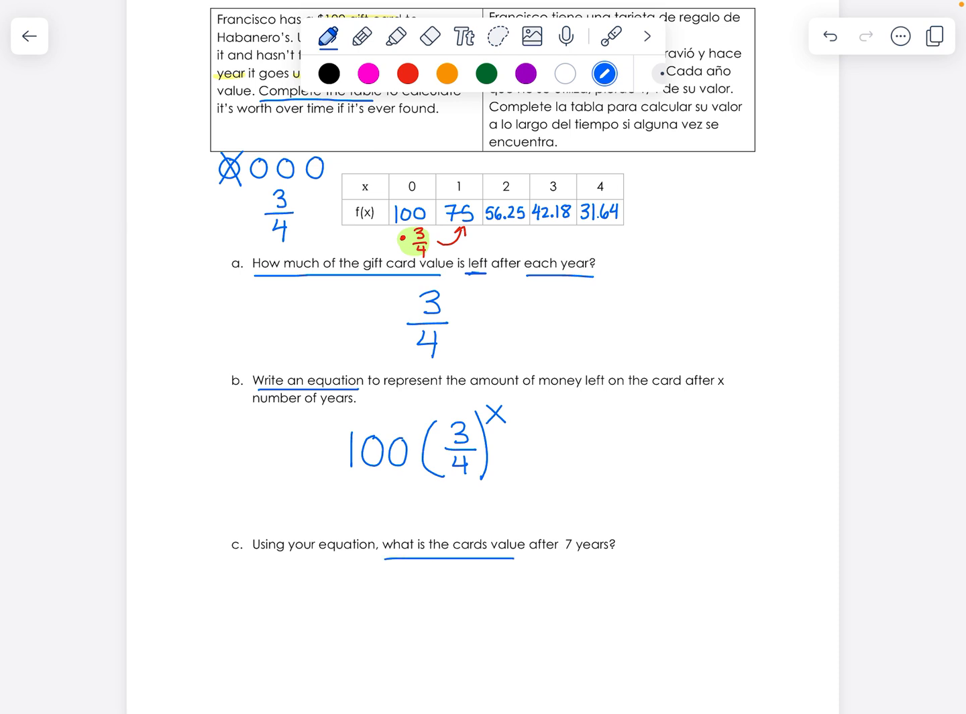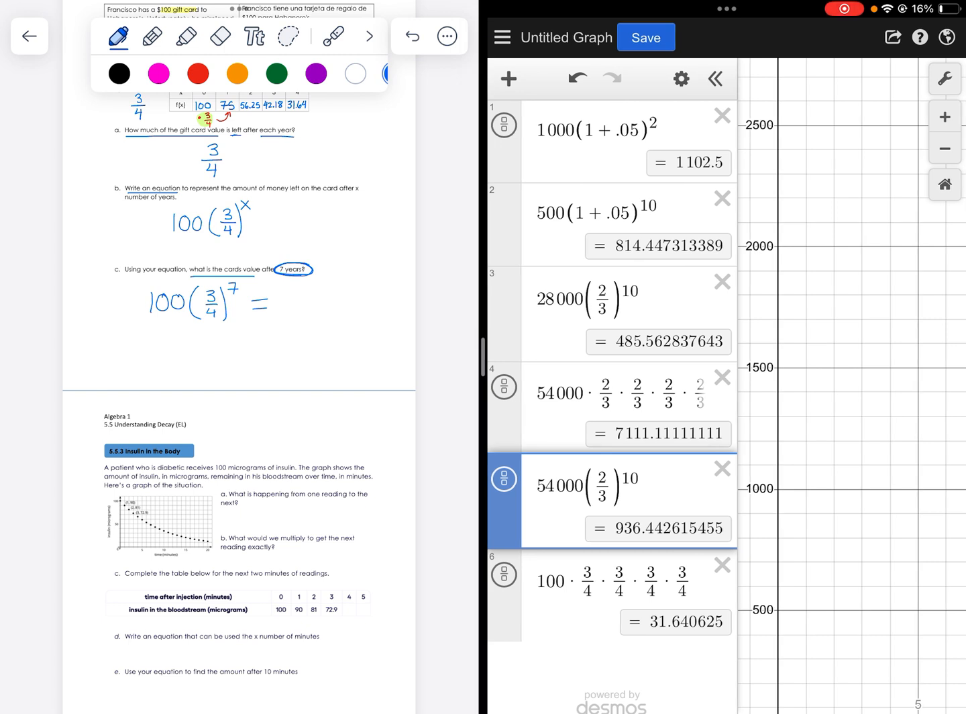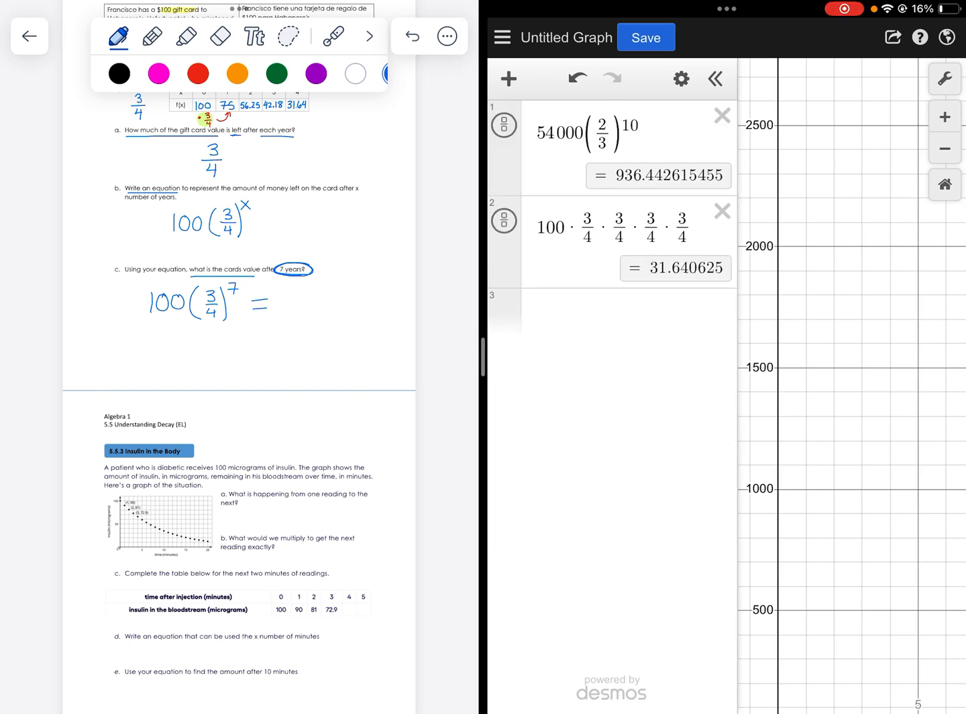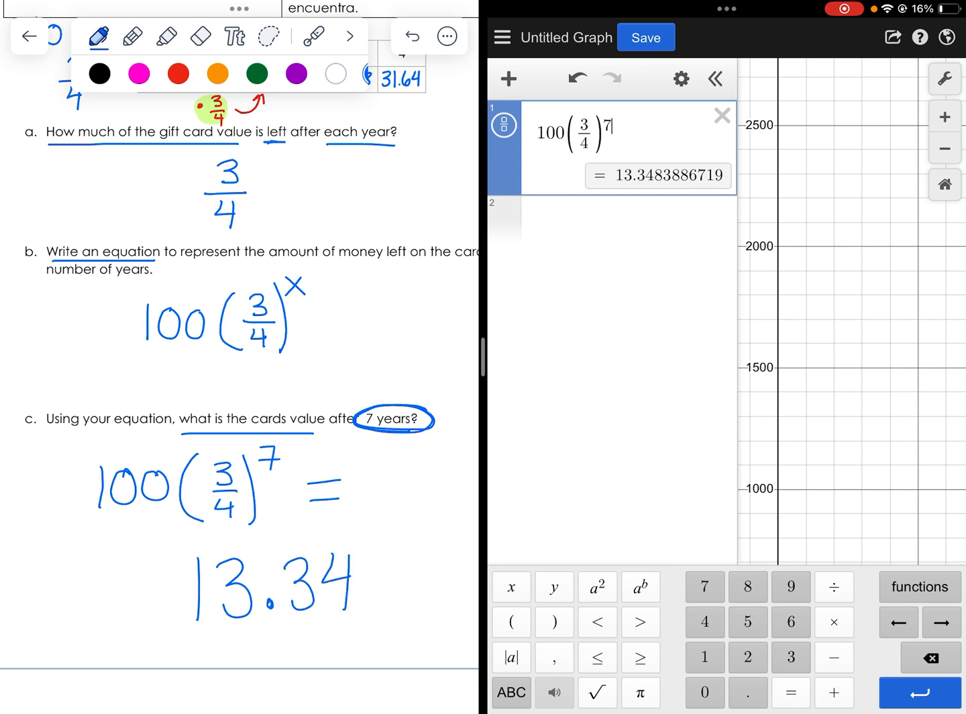What is the card's value after 7 years? So in the equation, the 7 is going to replace the x. So on Desmos, we're just going to type in 100 times 3 over 4 to the 7th. So after 7 years, there's only $13.34 left on the card.